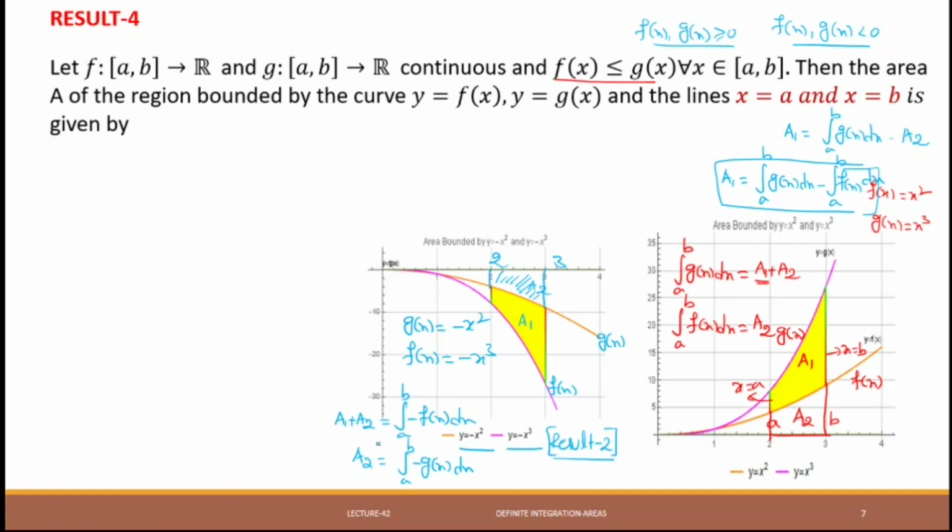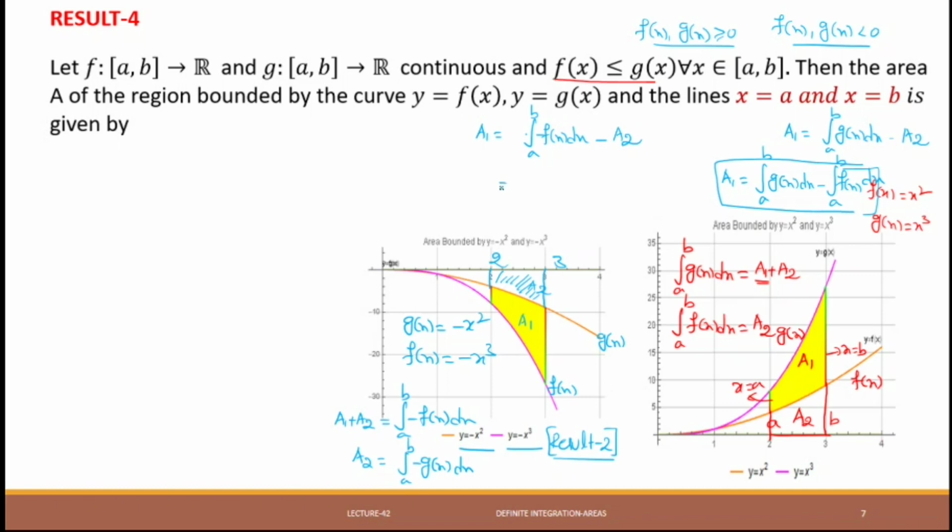So a1 is equal to, let me write it here. So a1 is equal to integral minus f of x dx a to b minus a2.